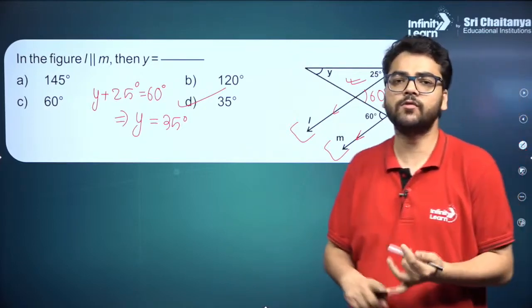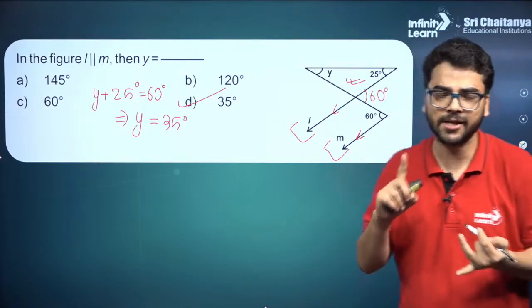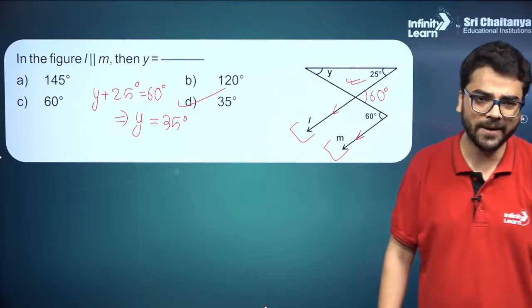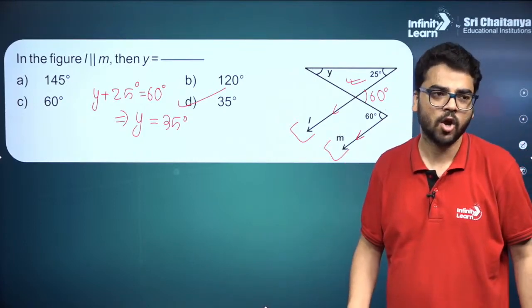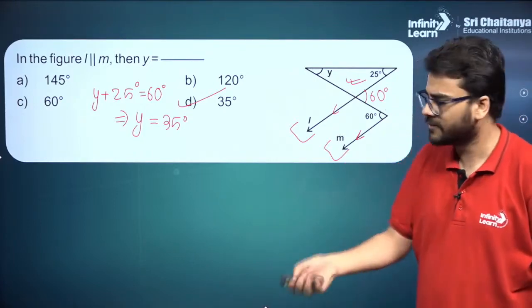So two properties are used: parallel lines and transversal, and the exterior angle property of triangles. I hope it is clear to every student in this session. Okay, so let's move on to the next thing, guys.